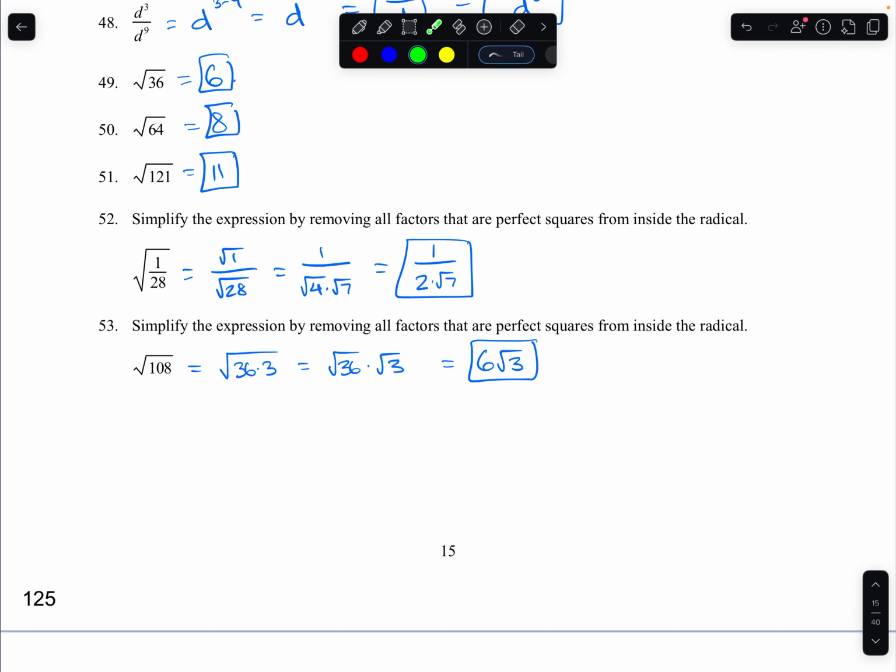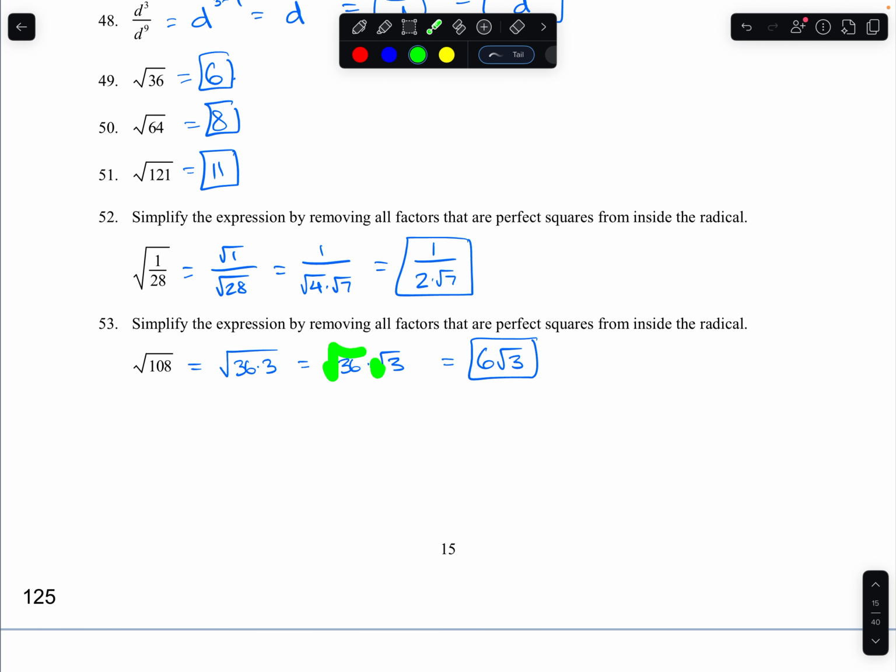We could have said it's 2 times 54, but neither of those are perfect squares either, so we'd be in the same situation. But here, if we factor it this way, in the real number system, we can square root each factor separately if we have the square root of a product. So the square root of 36, we know that it's just 6. But the square root of 3, we can't do anything else with that, so it stays the square root of 3.